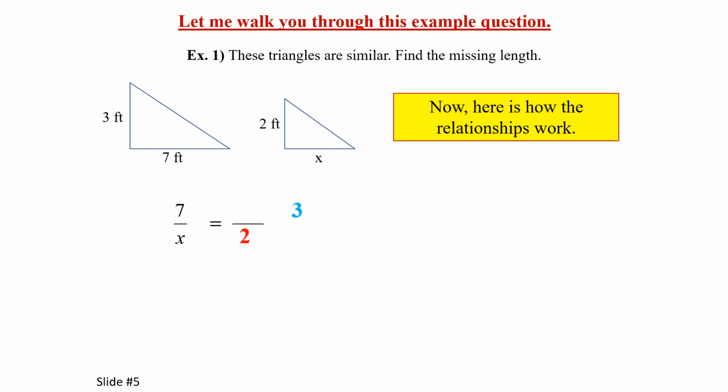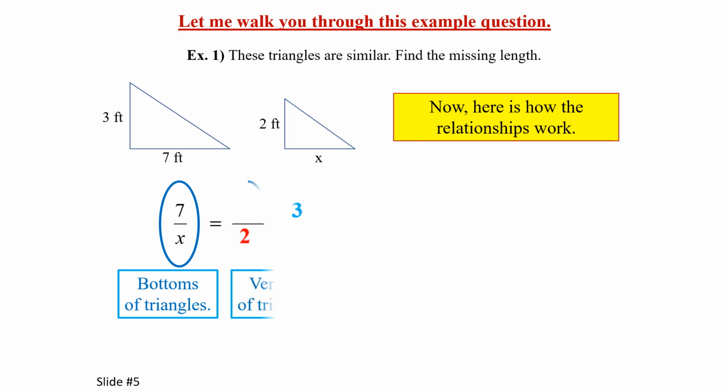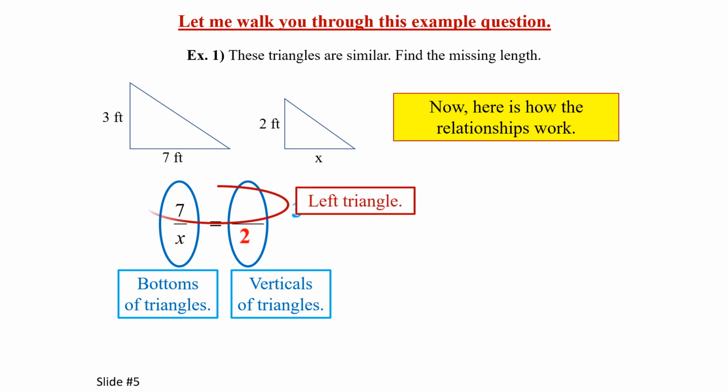Now, here's how the relationships work. The first fraction is the bottoms of the triangles. The second fraction is the verticals of the triangles. So the parts of the fractions are related, the parts of the triangles are related in the fractions. The numerator is the left triangle, and the denominator is the right triangle. This is how I chose to set this one up. It would be slightly different if I had chosen to put the x on top versus the 7.